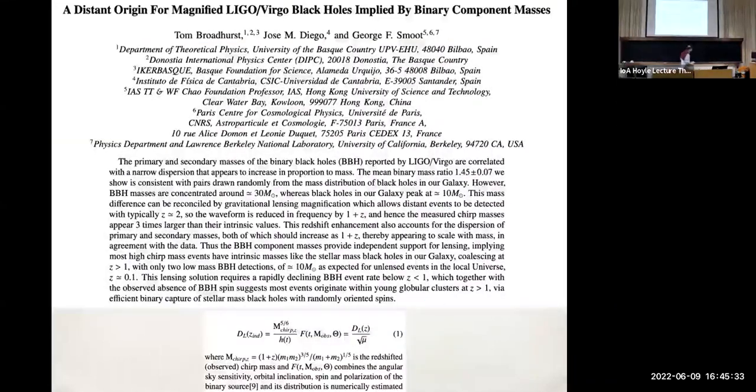The first one is a very nice discussion by Tom Broadhurst, Chema Diego, and George Smoot, highlighting the degeneracy between the chirp mass and the luminosity distance. In other words, just by measuring the gravitational wave, we cannot know if the object is high mass and close by, or smaller masses coalescing, which are farther away but magnified. There's no way to know.